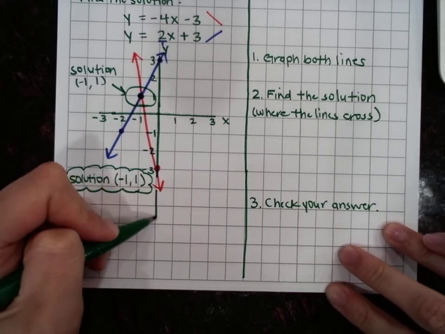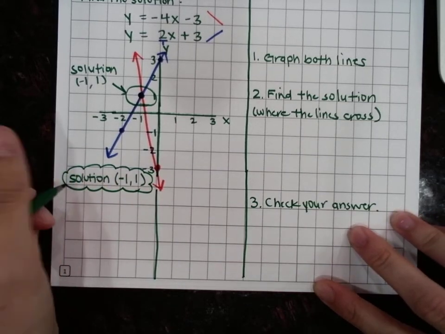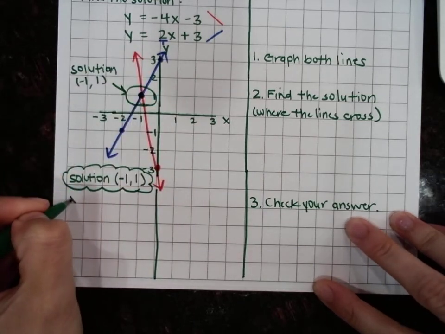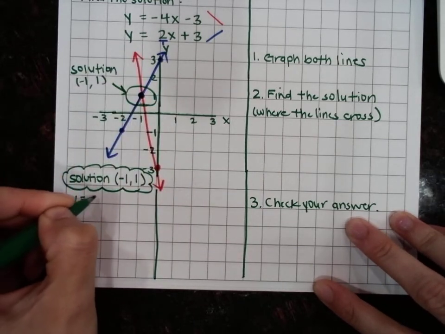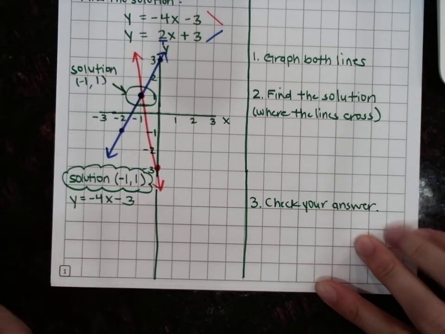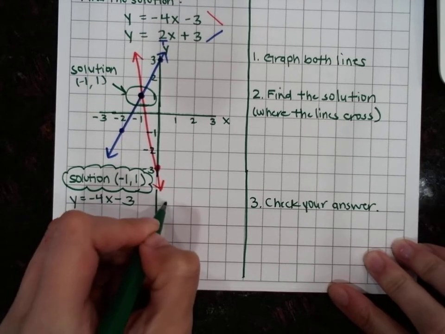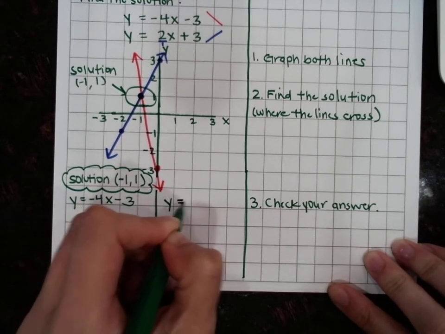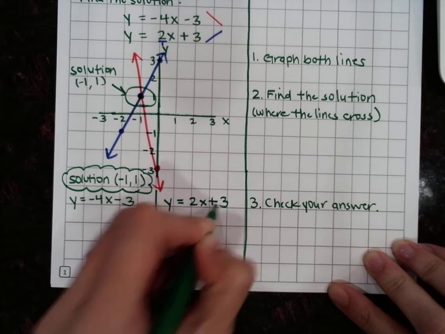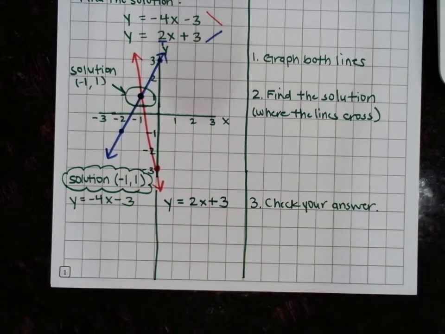So you're going to draw a line, and then we're going to check our first equation, which is y equals -4x minus 3, on this side, and we're going to check our second equation, y equals 2x plus 3, on this side.